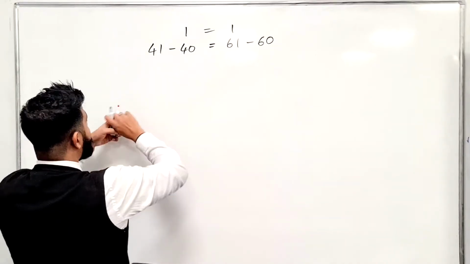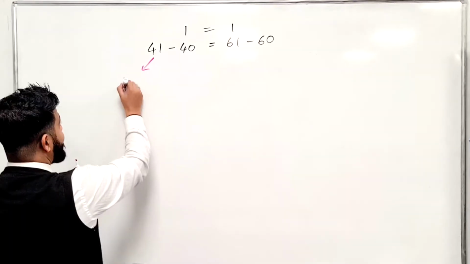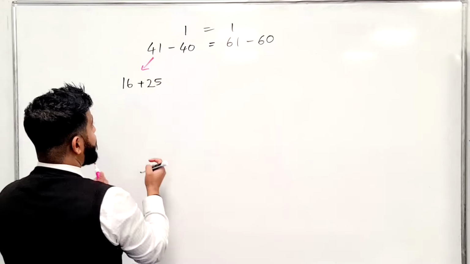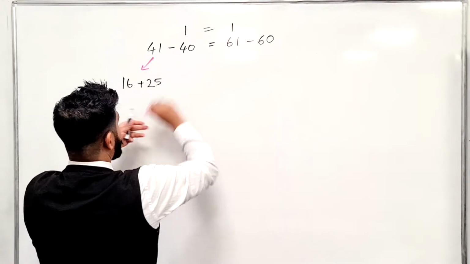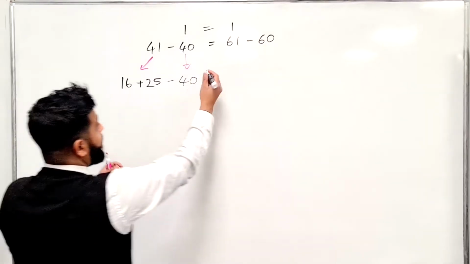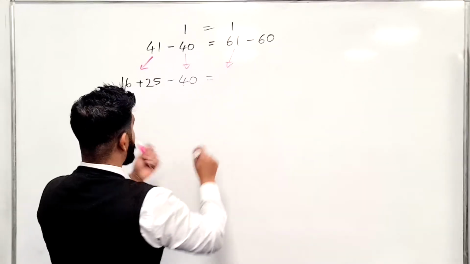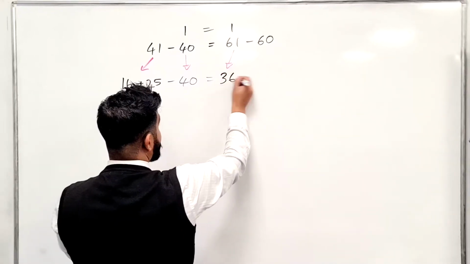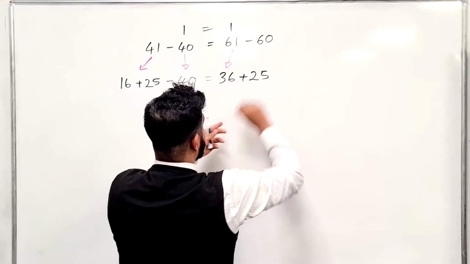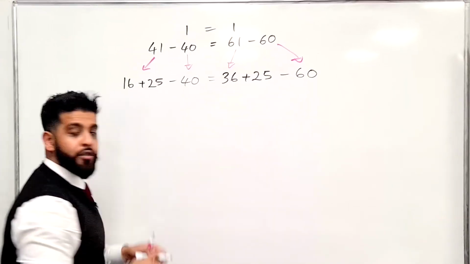Next, we are going to rewrite 41 in the following way, using square numbers: 16 plus 25, because 16 plus 25 is 41. And then this is just going to come down here, so we're going to have minus 40. Over here, we're going to do something similar. So 61, we're going to rewrite again with square numbers: 36 plus 25. And the 60 is going to come down like it did with this one, so we're going to have minus 60. So far, so good, right?